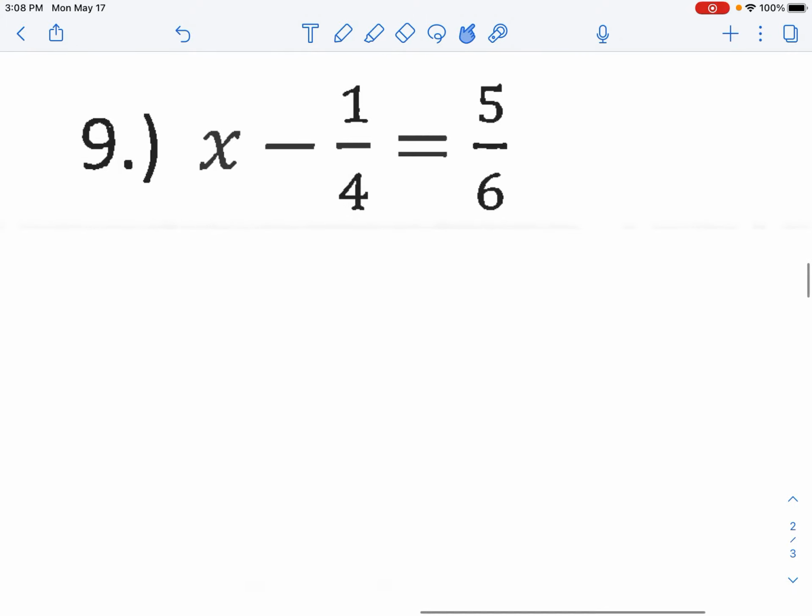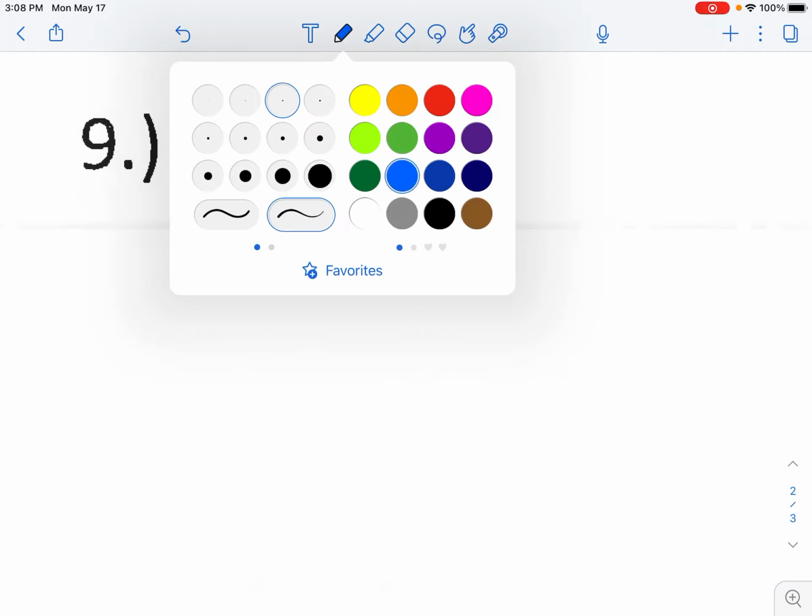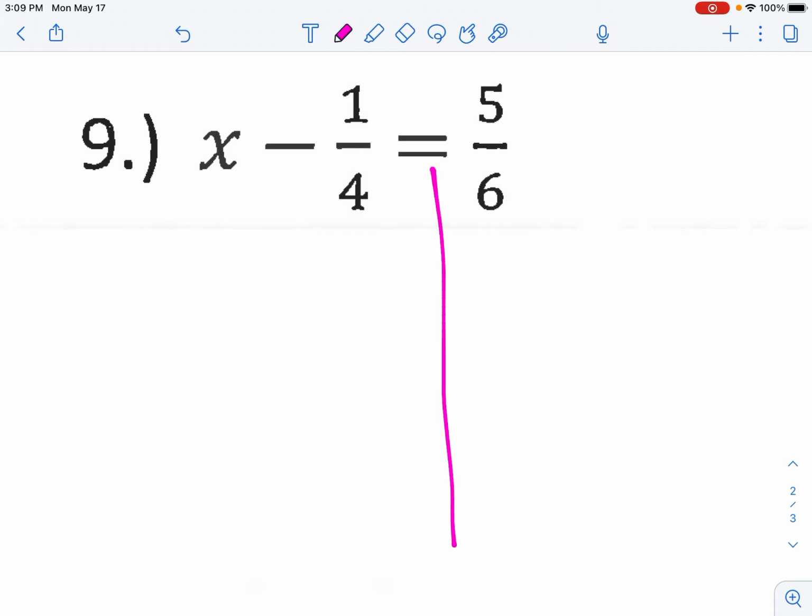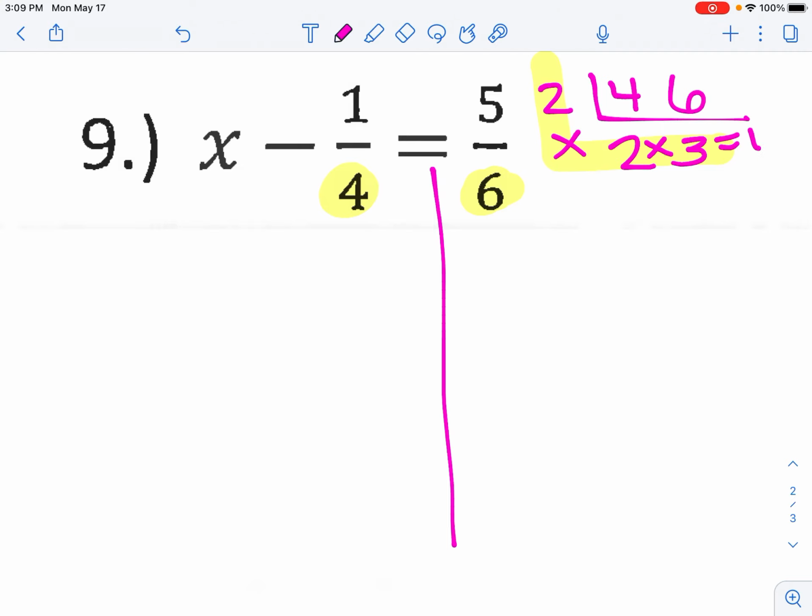Number 9. So I immediately see that I have fractions with different denominators, and I know I'm going to have to add. How do I know I have to add? Because I see a minus sign, and I know the opposite of subtracting is adding. So I'm going to take my two denominators. I'm going to put them inside a division ladder, and I'm going to divide by 2. And then I'm going to highlight my L. 2 times 2 is 4, and 4 times 3 is 12. So that tells me that the common denominator for this problem is going to be 12.